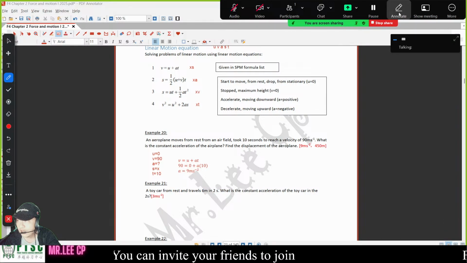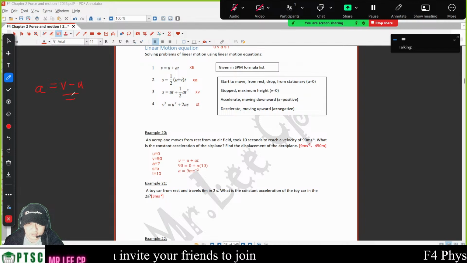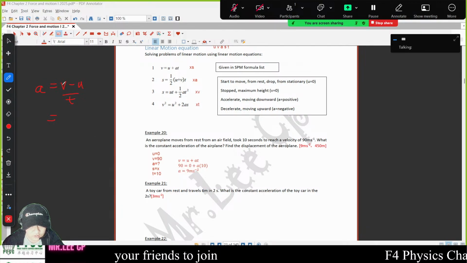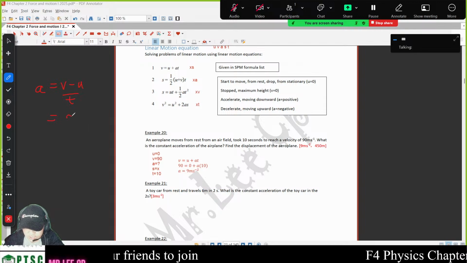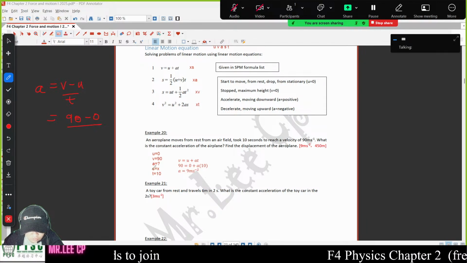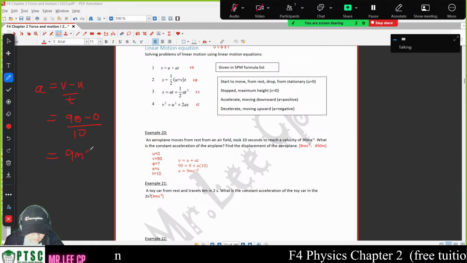Now, of course, you tell me, Cikgu, I use this formula: A is equal to V minus U over T. Now, A is unknown. V is 90 minus U, 0, over T. T is also 10. 90 divided by 10 is 9. So I also can get the answer.